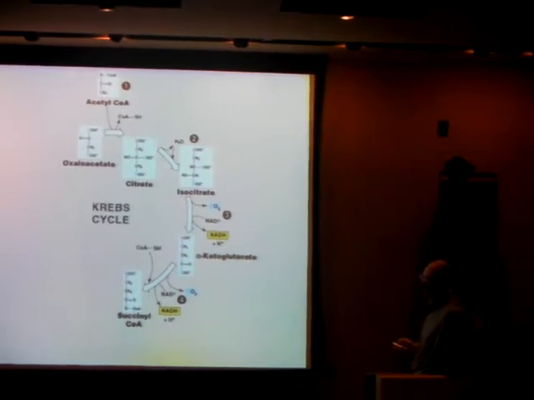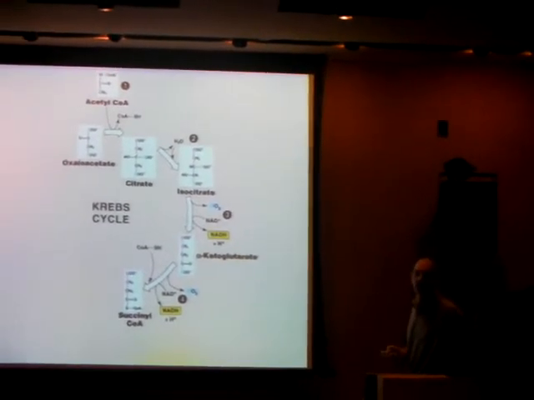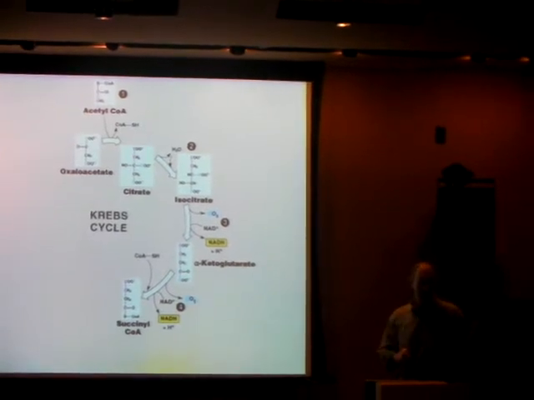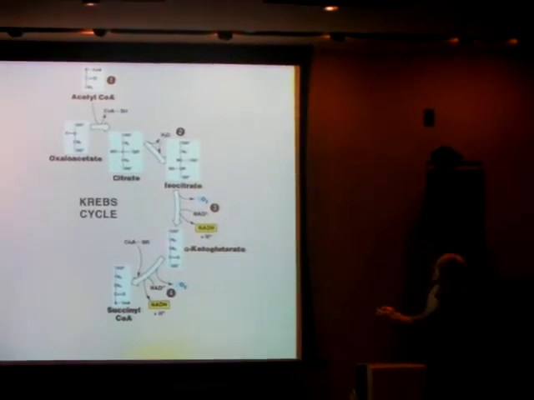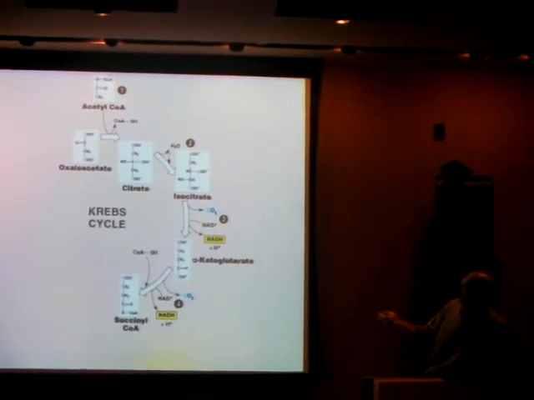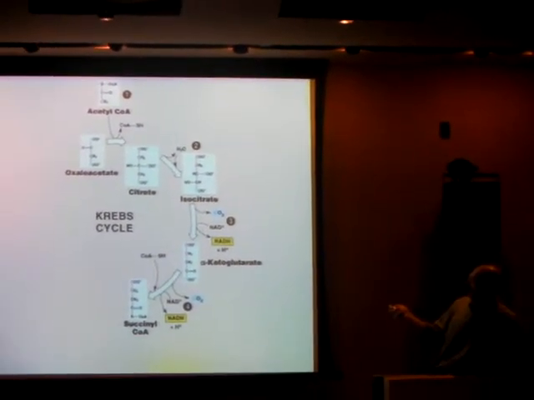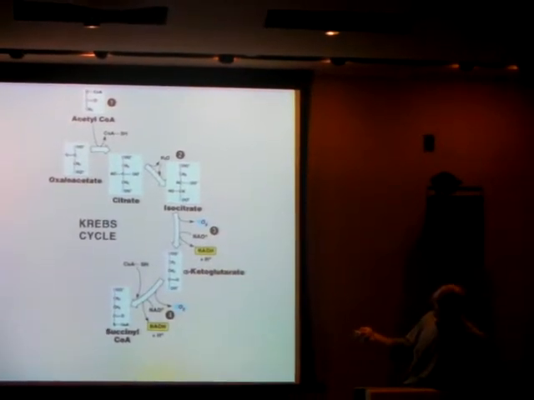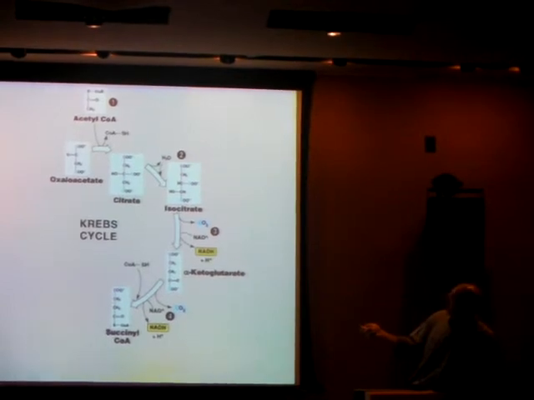The first carbon dioxide came from where? Pyruvate. That's right. Okay, so here again we have a reduction of an NAD plus associated with this decarboxylation reaction. So the product of that is alpha-ketoglutarate.